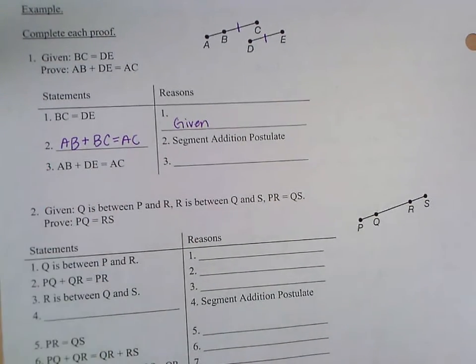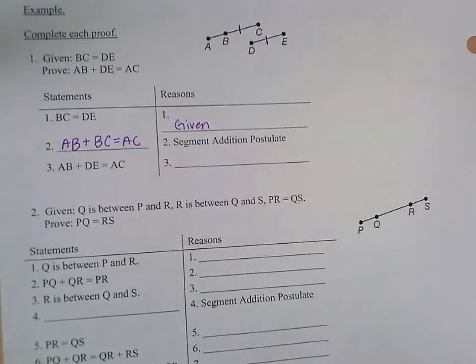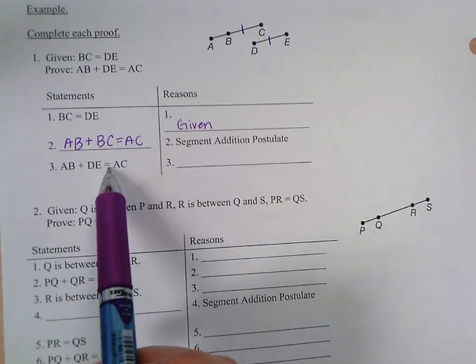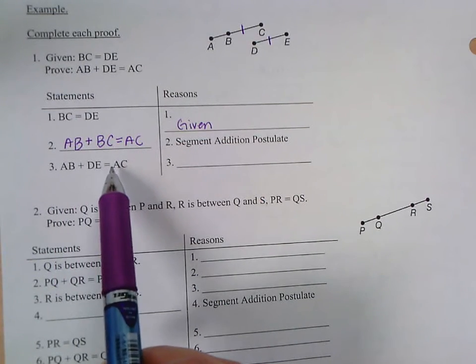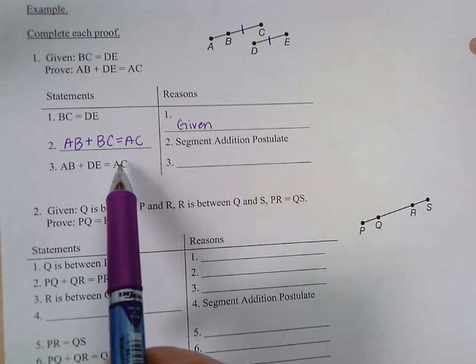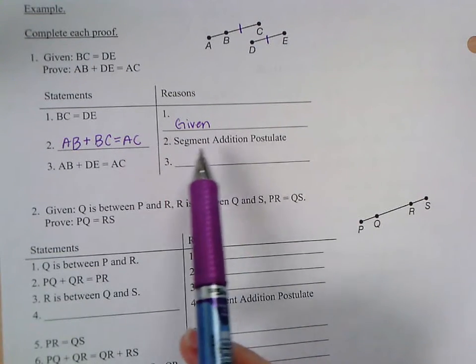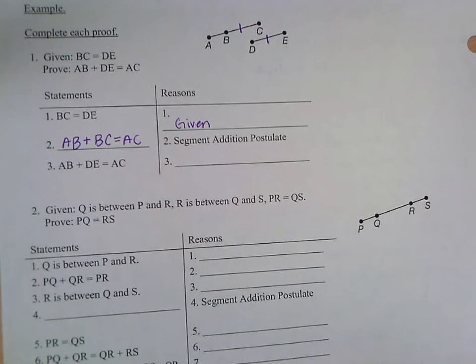If nothing else, try something, and if it ends up not working out reasoning-wise, erase it, try something different. But if nothing else, look at your diagram and say, okay, what can I say about this? And see if that helps you. Now, notice the last statement's already filled in, which is what we were trying to prove, that AB plus DE equals AC. So if you look at line 2, and then look at line 3, while also looking at what you're given, anybody know the reason for number 3, why we can now just jump to AB plus DE equals AC?